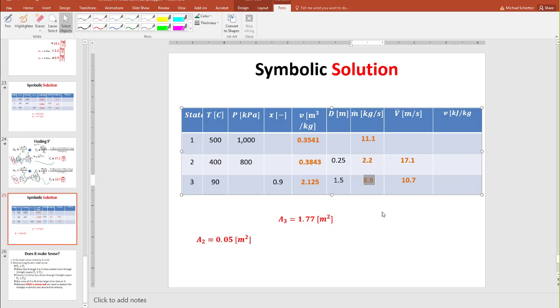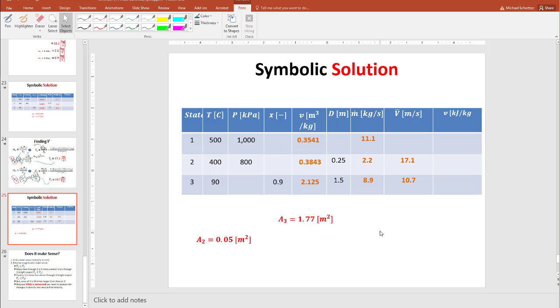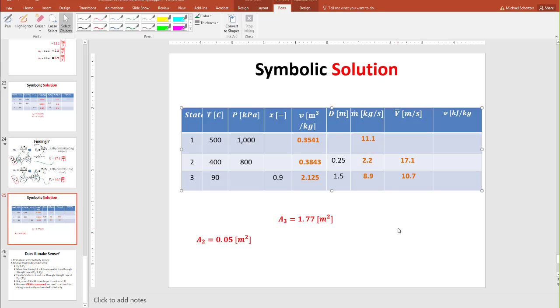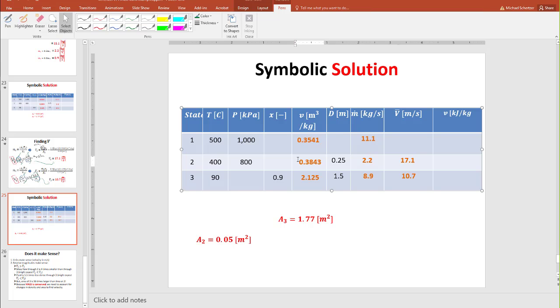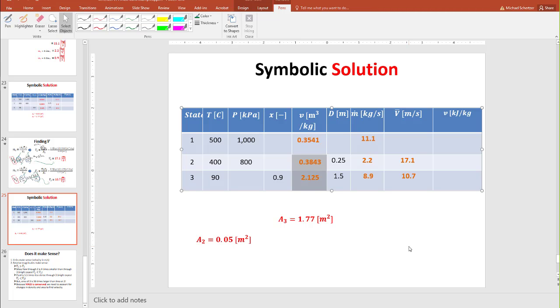And the answer is maybe, right? There's no such thing as conservation of volume, and there's also no such thing as conservation of velocity. We have conservation of mass. So there's a couple of things that happen here. The first is that we have a quality of 0.9 here at state 3. That means that most of this stuff is steam, which probably has a fairly low density, a fairly high specific volume, right?